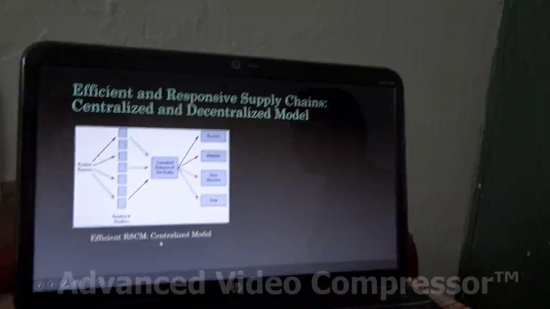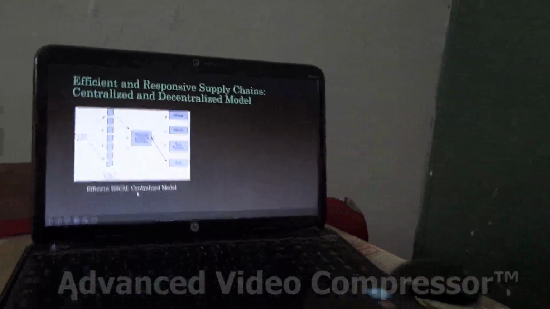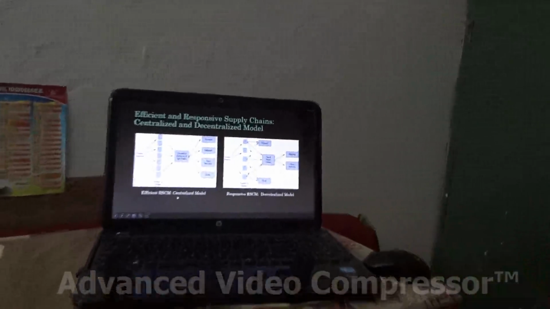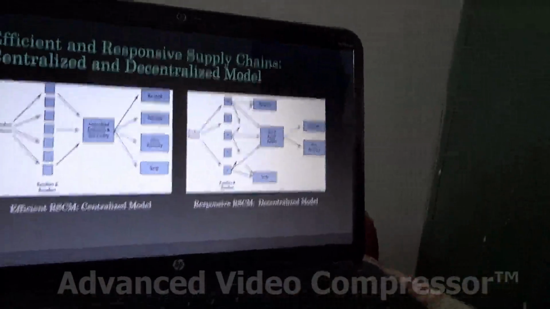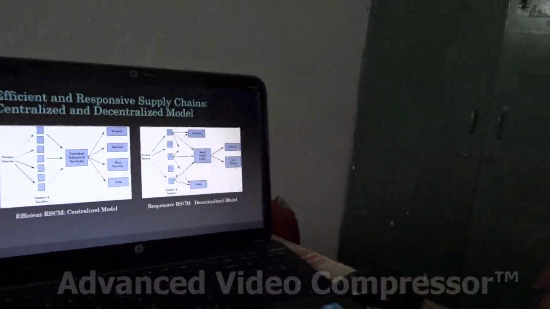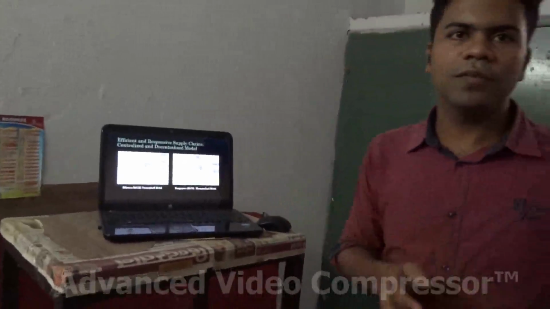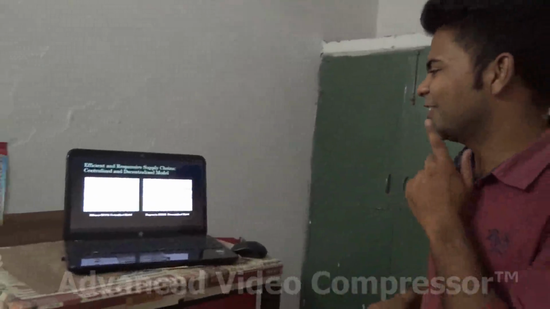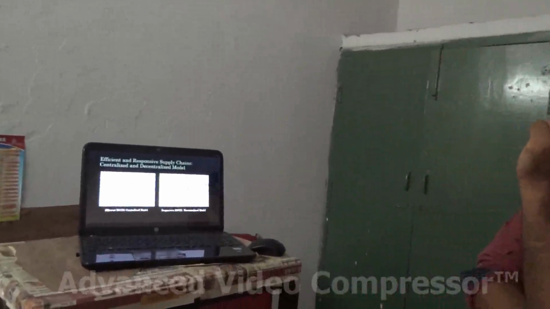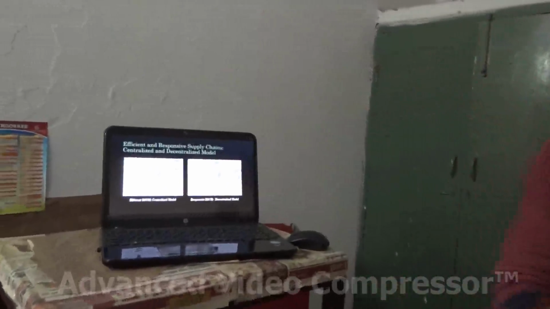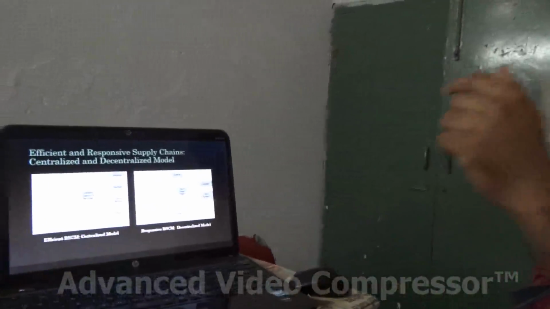Then we also have some products like personal computers, which cannot be kept for long and have to be dispatched to the market as soon as possible. So there we will be concentrating on speed and not cost efficiency. So here we are following a decentralized model.